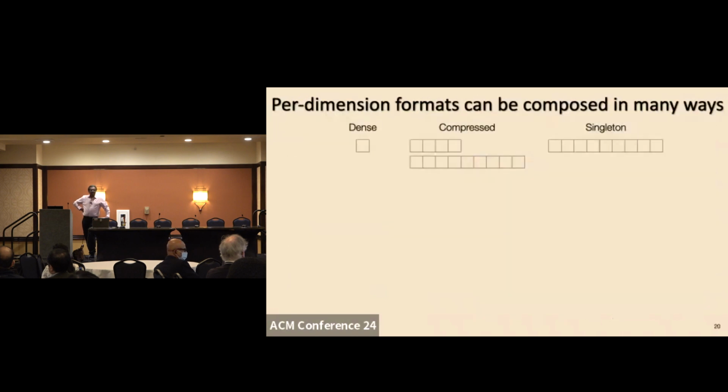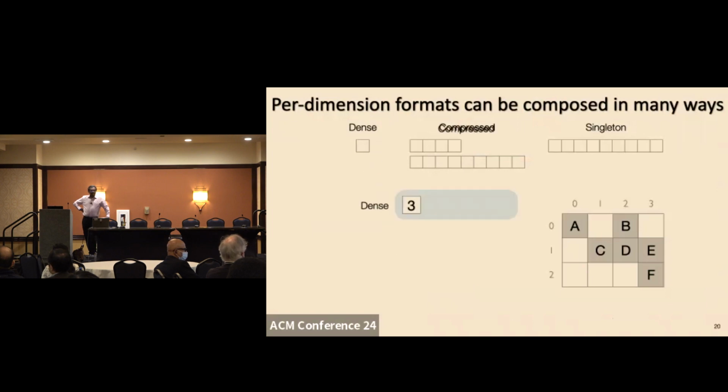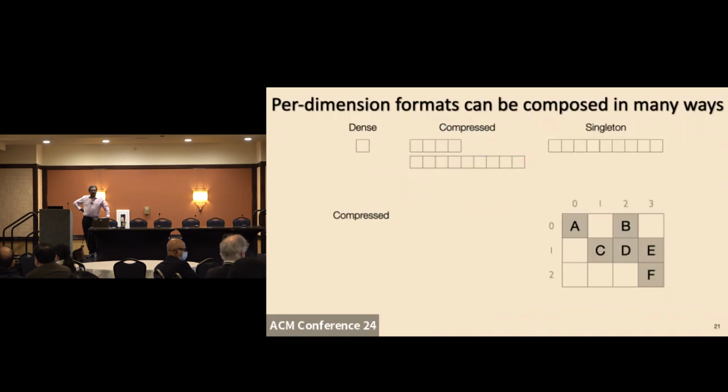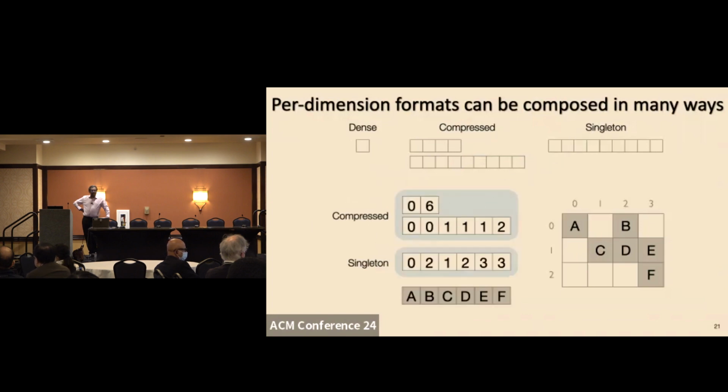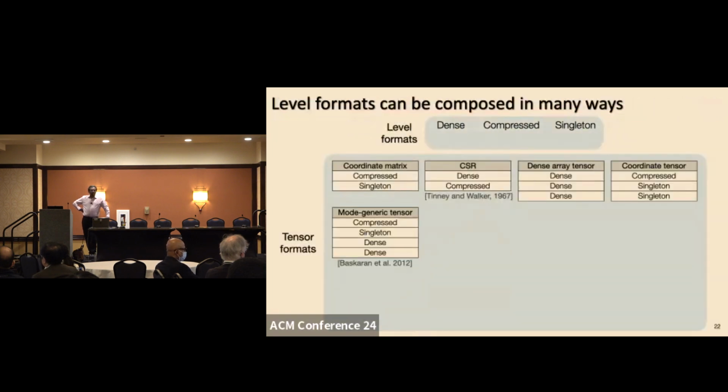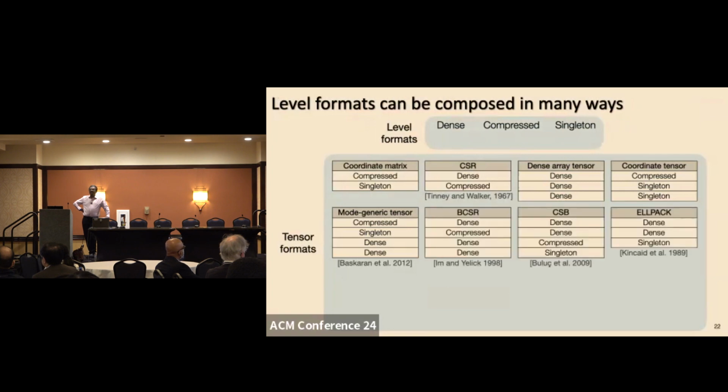So I have these 3: dense, compressed, and singleton. Here's our original matrix. If I use dense outer and compressed next, I end up with the CSR format. So I can build my CSR using these simple building blocks. And if I use compressed outer and singleton inner, I end up with the coordinate format. In fact, what we found was that using these 3, not only these 2 formats, but many published formats we can build out of that. So we have very simple building blocks and a simple methodology to build a lot of these existing formats.